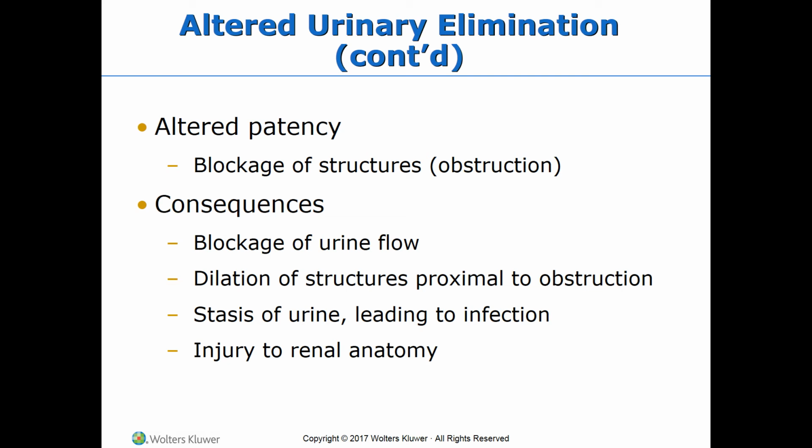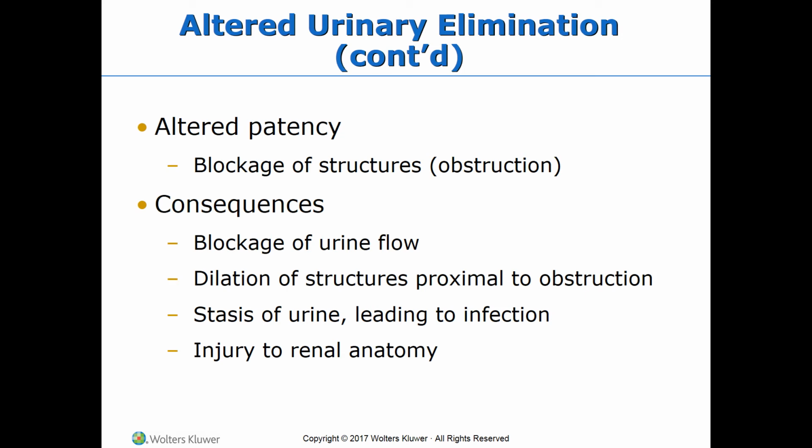Altered patencies: when you have blockage within these tubules or within this renal pelvis or the ureters, the lumen, you will have lack of elimination. So you can have internal obstruction of this structure or external. What if you have a tumor outside of your ureters that is compressing one of the ureters? So in that case, you won't have elimination of urine.